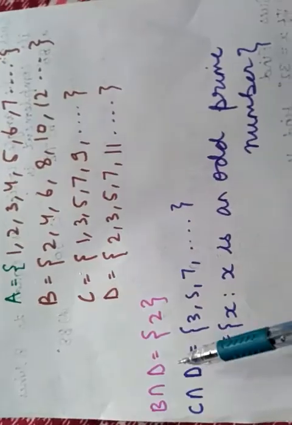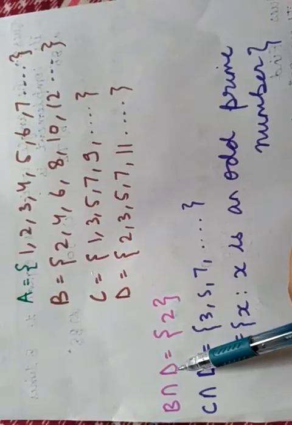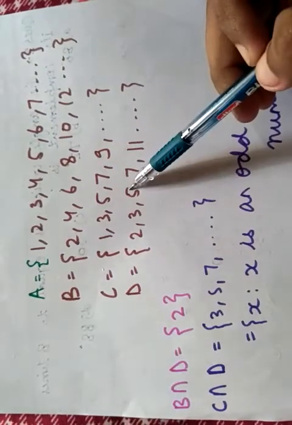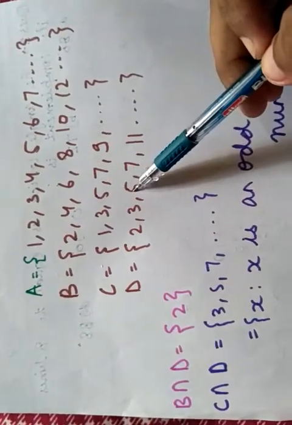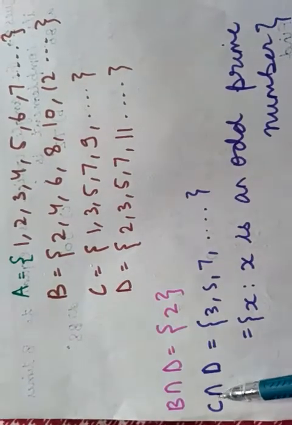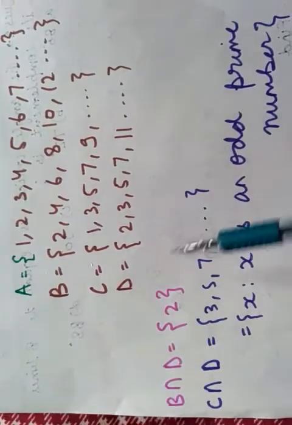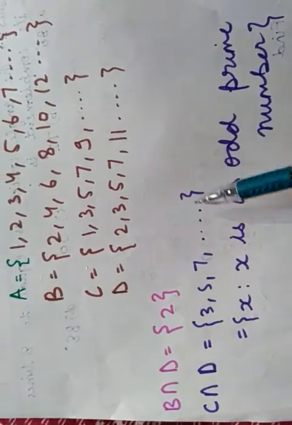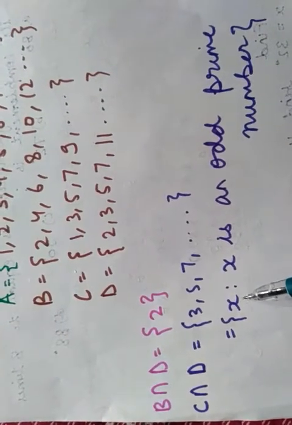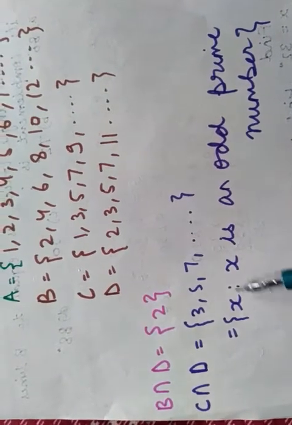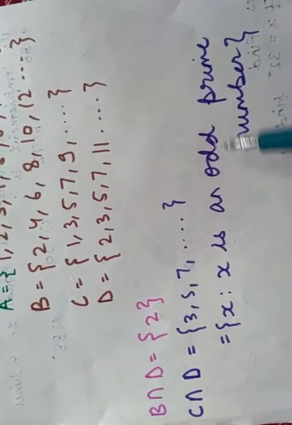Now, if you have to find B intersection D, then this is the set B and this is the set D, and the only common element between them is 2. Similarly, C intersection D, when you find it, will come out to be 3, 5, 7 and so on. And this is the set which we can represent as X, such that X is an odd prime number.